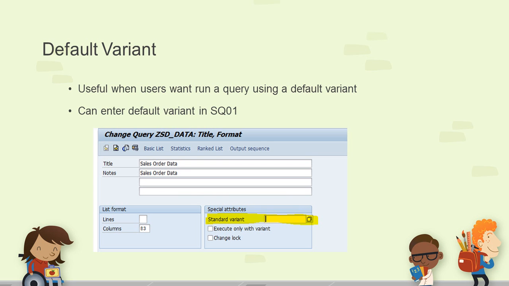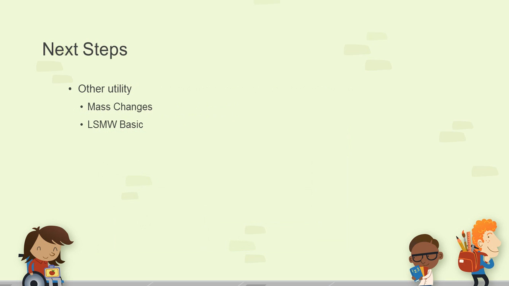So that is all about today's session. We learned about the statistical layout and also the default variant. In the next step, we'll cover other utilities, which are the mass changes and the LSMW as well, because mass changes and LSMW will be quite useful when we have a data conversion or we would like to change the data as well.